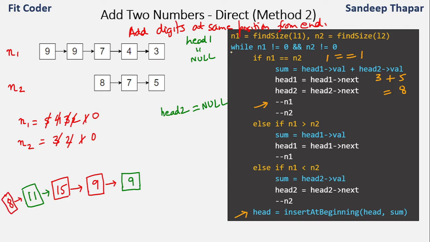In the next iteration, we check this while condition. So now both n1 and n2 are 0. So this while loop terminates. So we have completed the first step of the algorithm in which we have added the digits which are at the same position from the end. And this is the linked list that we have obtained: 8, 11, 15, 9, 9.